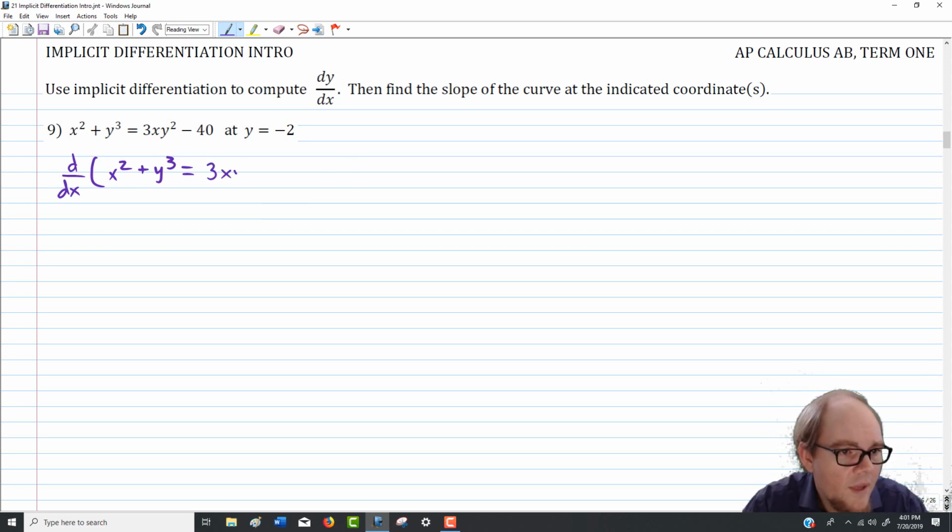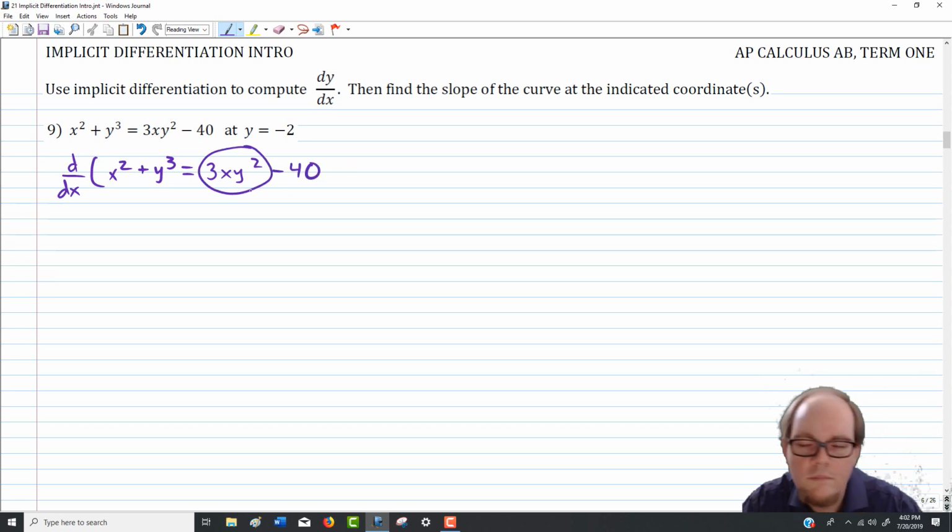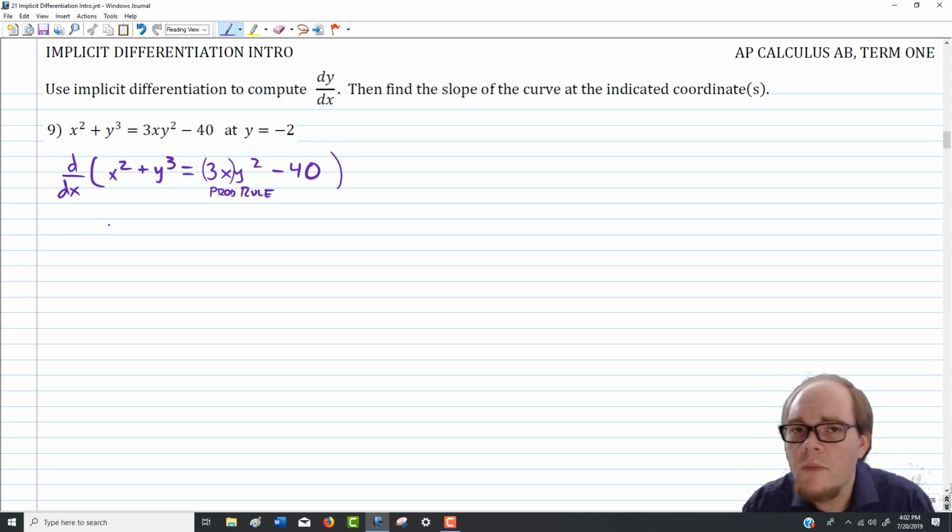And then on the right side, we have 3xy squared minus 40, and product rule is strong in this one. Like that's going to be a product rule. We have 3x times y squared. So we are going to end up dealing with some product rule here, which means this isn't a trivial differentiation problem. So in looking at our ingredients, we'll do as much as we can, as fast as we can. And again, we'll pay everything that we're skipping here later.